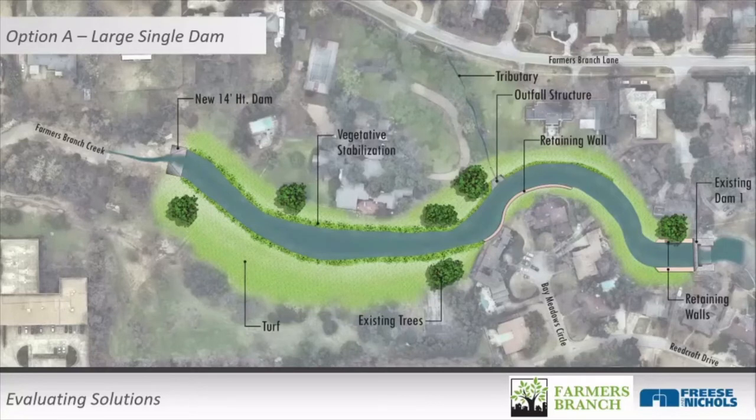Notice that we also included some additional bank stabilization components into this solution. This option was basically a request from the residents. Some of them wanted to restore the original conditions of this area and create a ponded section of the creek once again.